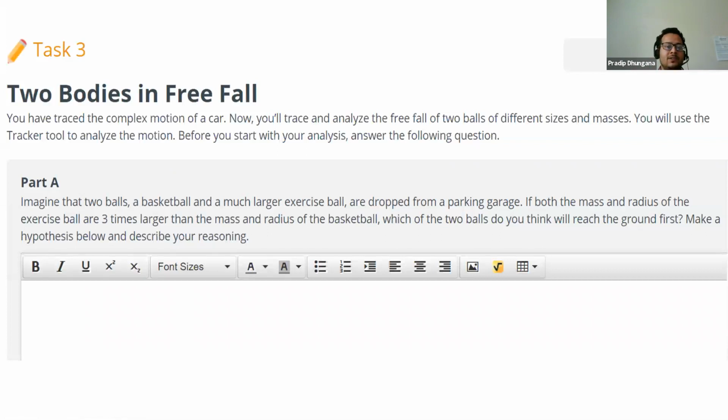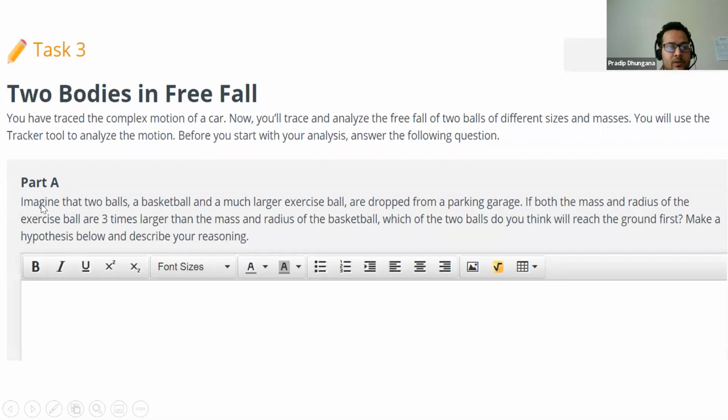Now in task 3, we'll talk about two bodies in a free fall. Okay, we'll talk about two bodies in a free fall, and then again you will have a tracker experiment for two different bodies. One body will be small, another body will be large. Okay, let me go through part A at first, and then we'll go to part B, part C in succession.